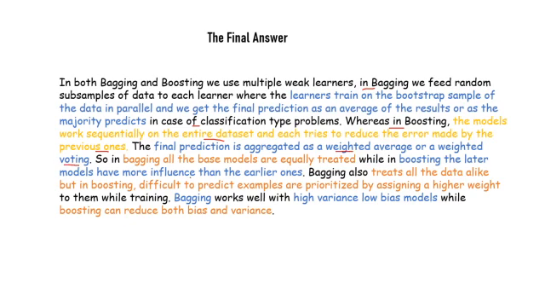So in bagging, all the base models are equally treated, while in boosting, the later models have more influence than the earlier ones. Bagging also treats all the data alike, but in boosting, difficult to predict examples are prioritized by assigning a higher weight to them while training. Bagging works well with high variance, low bias models, while boosting can reduce both bias and variance.